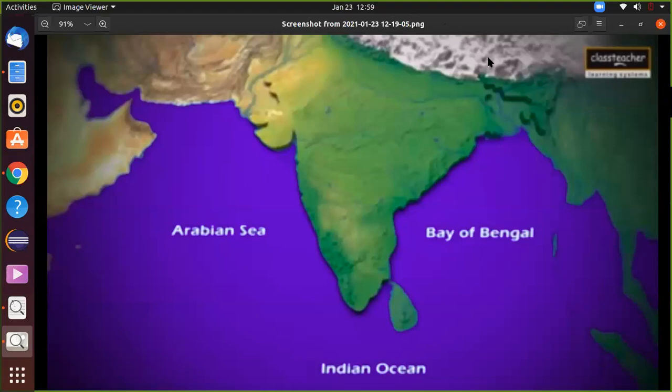So this is one important point over here. India is bounded on three sides from its southern part by oceans: the Arabian Sea, the Bay of Bengal, and the Indian Ocean. Clear? Now, I will be showing you some important things.